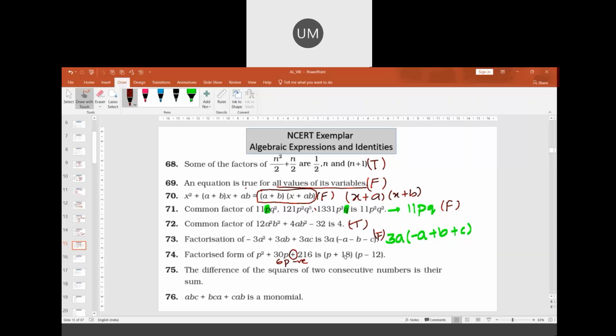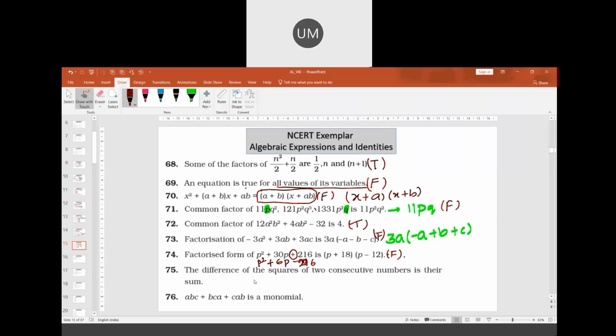What is 12 times 18? 216. So when you factorize p square plus 6p minus 216, this would be true. Therefore, the given statement is false, because it should be p square plus 6p minus 216.